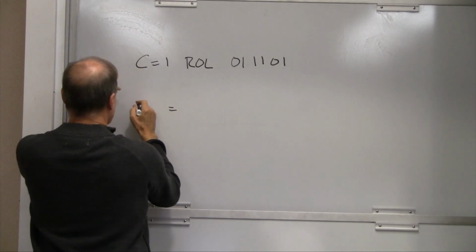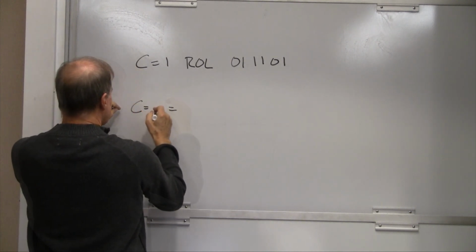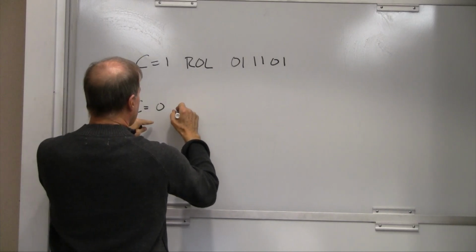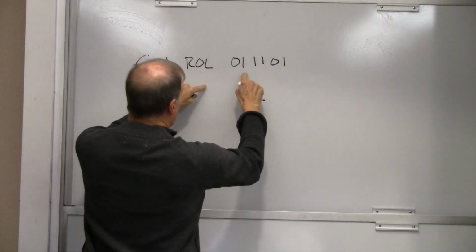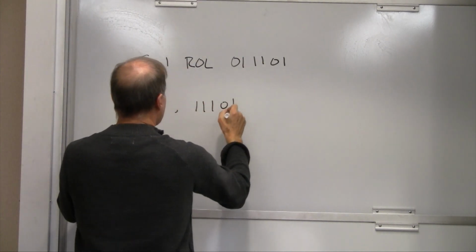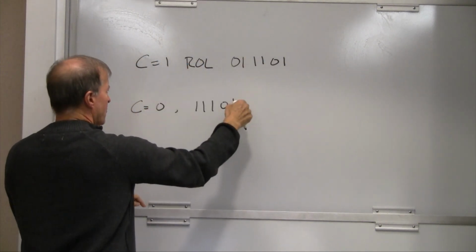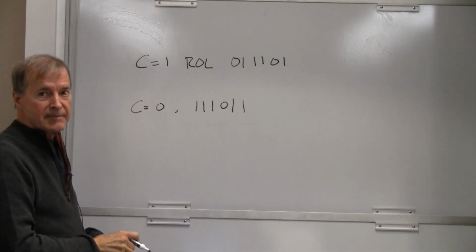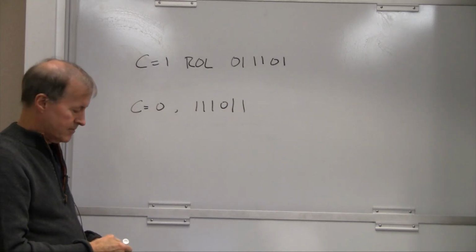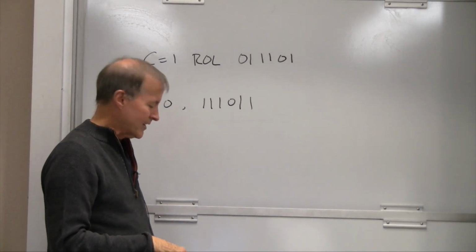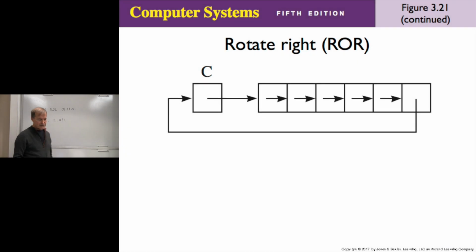So this will be C equals 0, and then it will be 1, 1, 1, 0, 1, and that 1 from the C will wrap around, and that'll be like that. Does everybody see how that works? The N and Z, the other bits, are not affected. And then similarly with the rotate right.